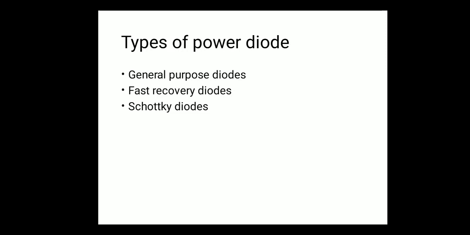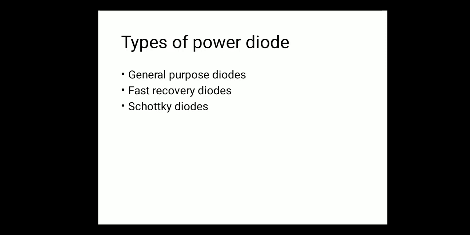Next one is the types of power diode. Diodes are classified according to their reverse recovery characteristics. There are three types of power diodes: general purpose diode, fast recovery diode and Schottky diode. General purpose diode has high reverse recovery time, hence can be used in UPS. Fast recovery diodes have low reverse recovery time of about 5 milliseconds or less. Hence it can be used in many other applications such as SMPS and induction heating also.